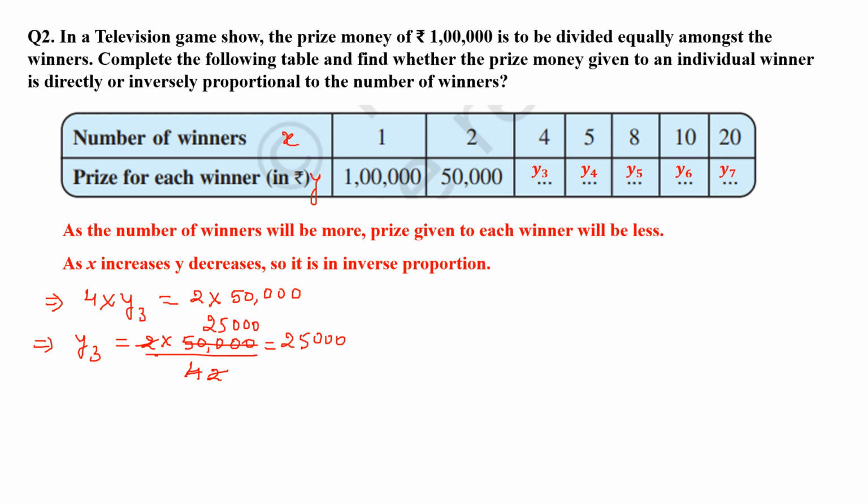Now next we have to get the value for y4. So again I can write 5 into y4 is equal to 2 into 50,000. So the value of y4 will be 2 into 50,000 divided by 5.